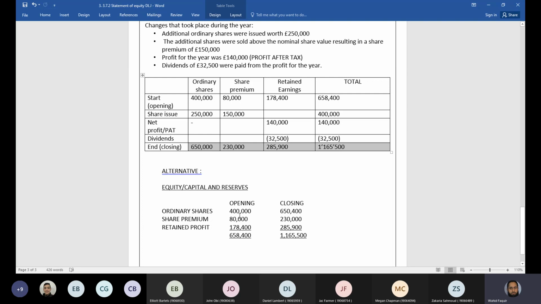Started off with these figures. We had an issue of shares, which affects ordinary shares and share premium, and of course, retained profits, which is an accumulation of profits after tax and dividends and any other adjustments, which we haven't dealt with so far. Okay, good. Let's move on.